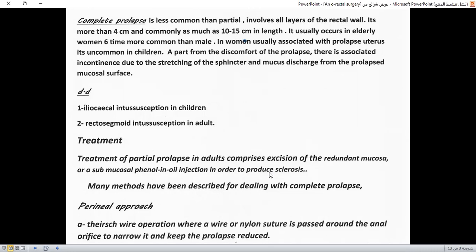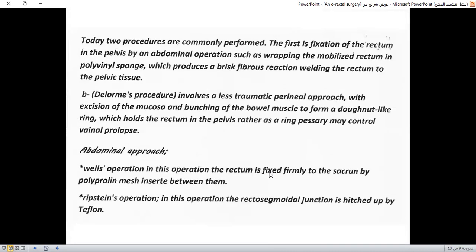Perineal approaches include the Thiersch wire operation, where a wire or nylon suture is passed around the anal orifice to narrow it and keep the prolapse reduced. Today, 2 procedures are commonly performed. The first is fixation of the rectum in the pelvis by an abdominal operation such as wrapping the mobilized rectum in a polyvinyl sponge, which produces a brisk fibrous reaction, fixing the rectum to the pelvic tissue.